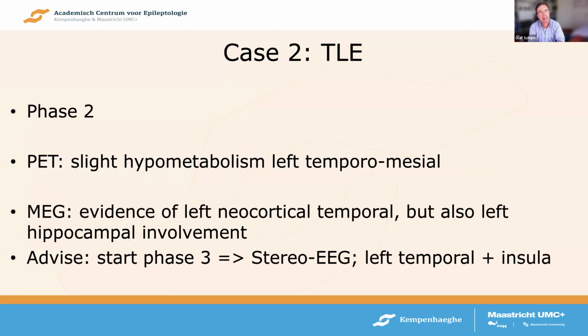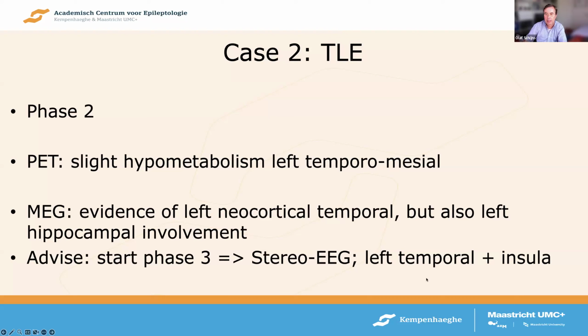We did a PET scan, and this PET scan showed a slight hypometabolism in the left temporal mesial region. We did a magnetoencephalography, and this showed evidence of left neocortical temporal involvement, but also left hippocampal involvement. Well, it's clear that phase 2 was helping a bit, but our decision was that we could not yet go to phase 4, and that's the surgery. Therefore, the advice to the patient was to start phase 3.